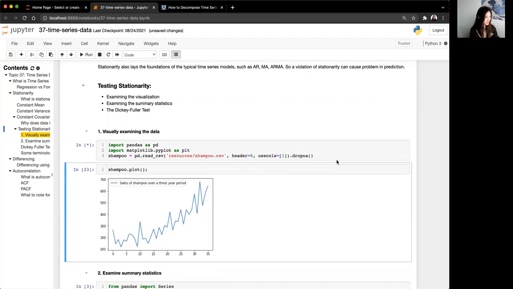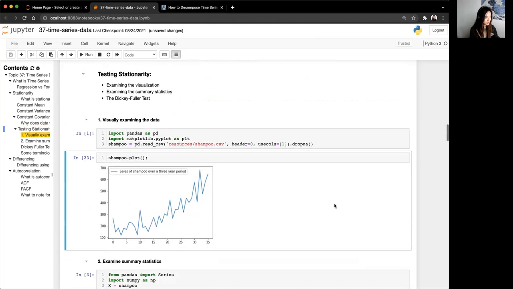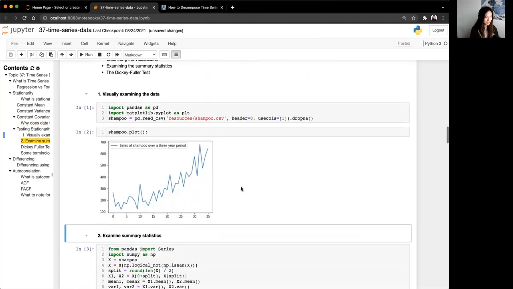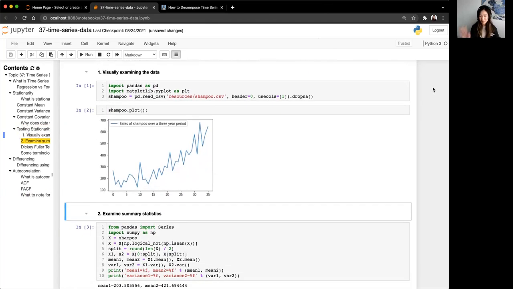So this is a data set that we're going to use. Very, very simple data set. It's just 3 years of shampoo sales data. We're not so sure whether there is seasonality yet because it is monthly data. It doesn't seem to be any clear yearly trends. However, there seems to be an upward trend, and that upward trend does violate stationarity.